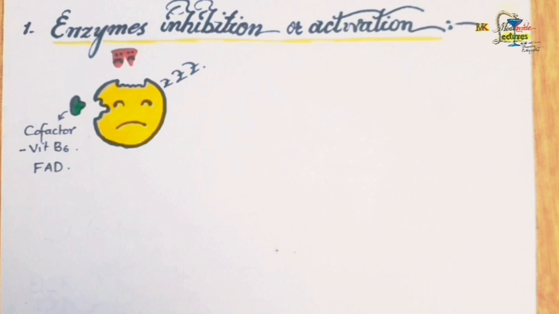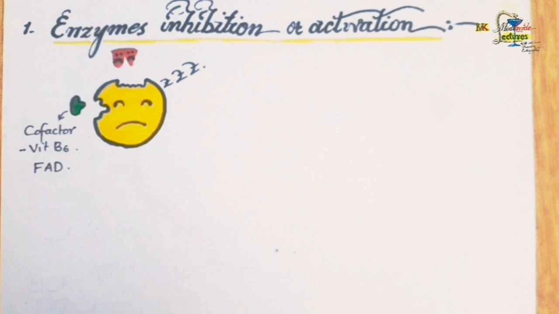For example, vitamin B6, which is also known as pyridoxine, increases the decarboxylase activity inside the body. Another cofactor like riboflavin, or vitamin B2, eventually forms FAD, or flavin adenine dinucleotide, inside the body, which also acts as a cofactor for the enzyme monoamine oxidase.